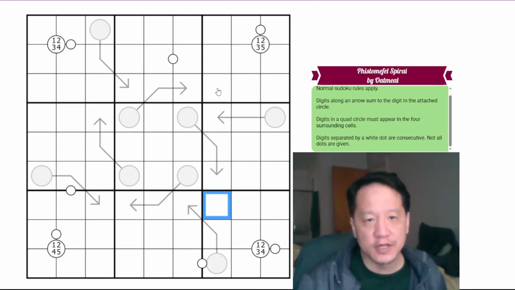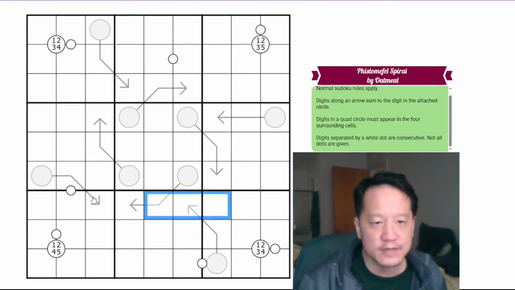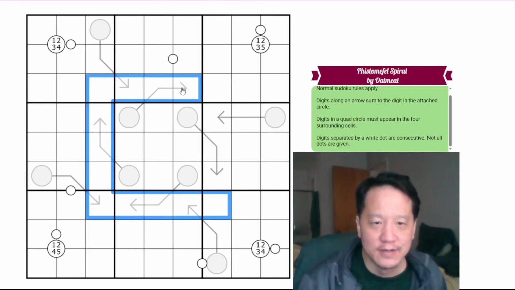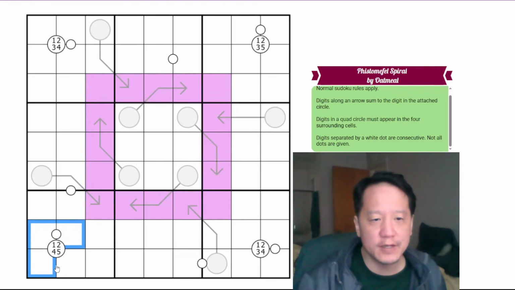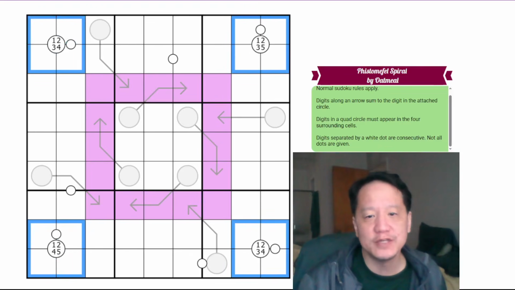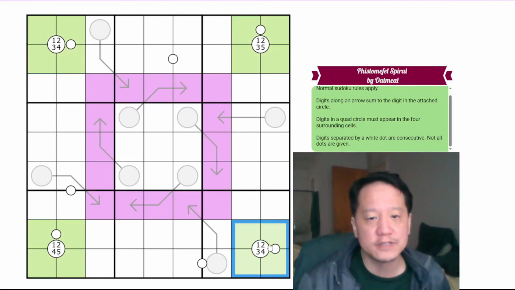So basically, the digits in these cells must be the exact same digits as the digits in these cells, essentially.